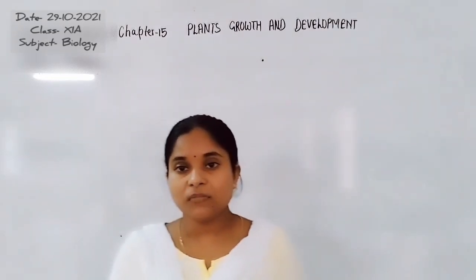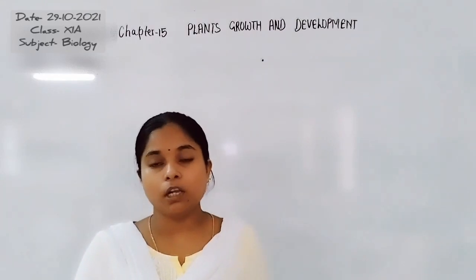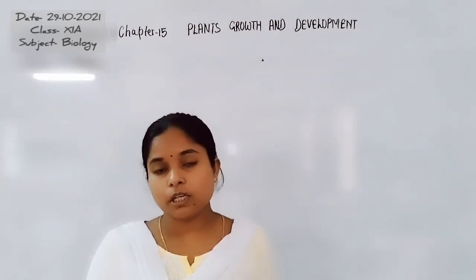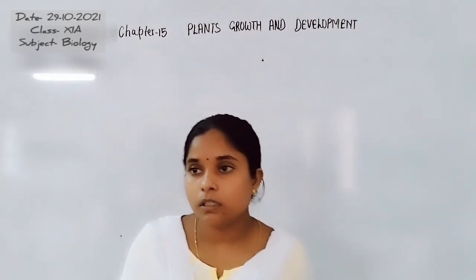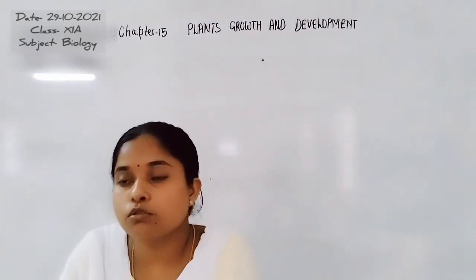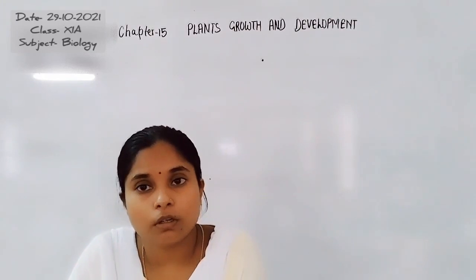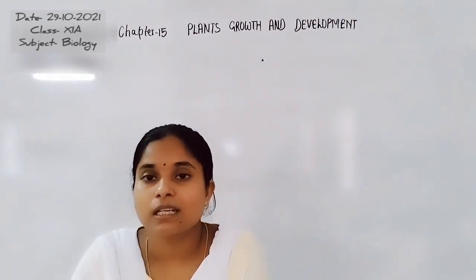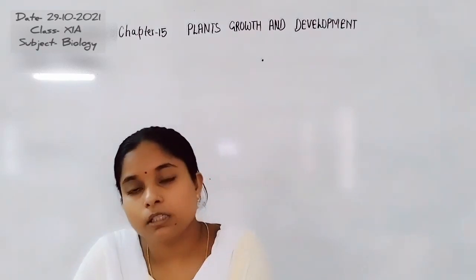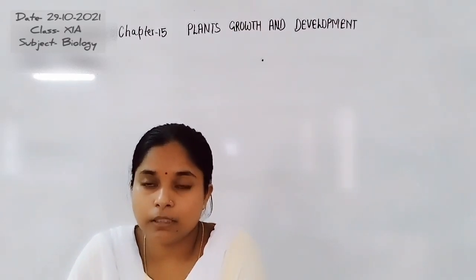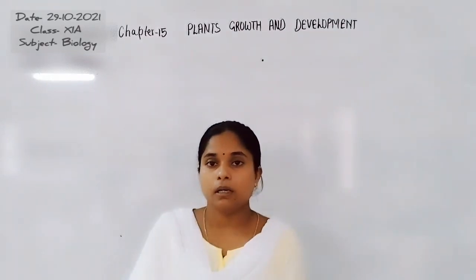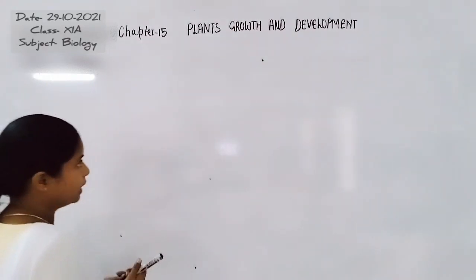Now here is the overall picture of auxin. 2,4-D functions as a weedicide; when 2,4-D is sprayed into the field or ground, dicotyledonous weeds are destroyed. 2,4-D is dichlorophenoxyacetic acid. Now let us discuss gibberellic acid.